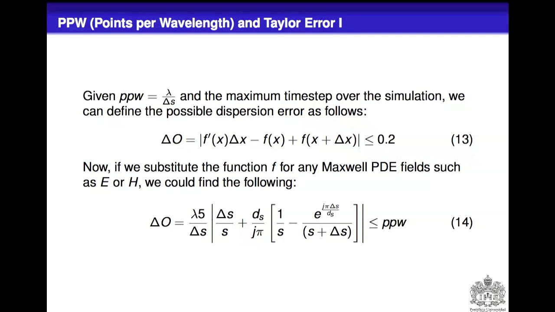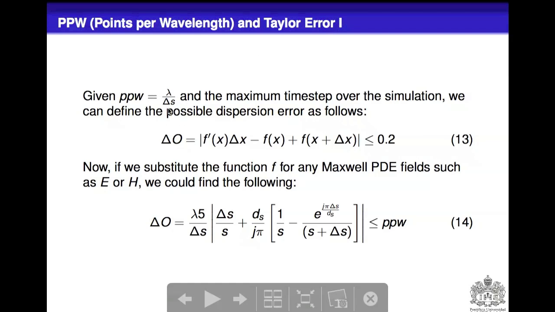Okay. Well, to unify all the dispersion models, we have to analyze the Taylor numerical error, that is related with the derivative component in terms of any other PDE. As you can see here, this error should be less than or equal to 0.2, or 20%. And if you substitute the number of derivative components and delta x, or any spatial domain of the Maxwell PDE, you can arrive at equation 14. And this equation is related with this parameter that is ppw. ppw is the points per wavelength in the entire simulation, that is lambda wavelength over delta s.